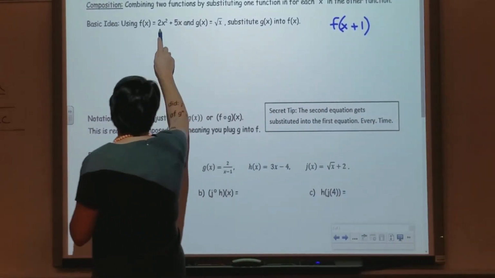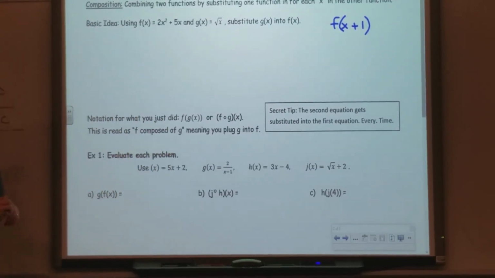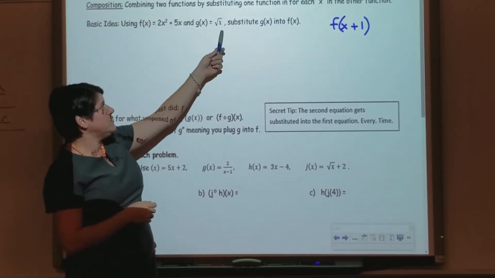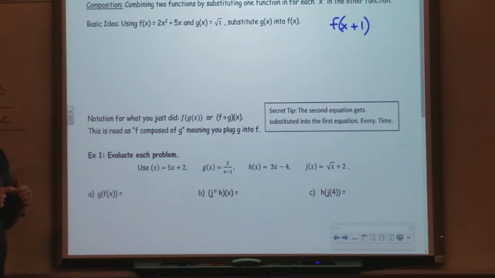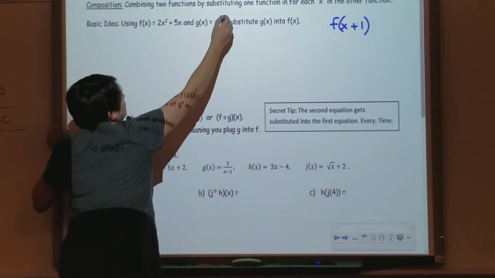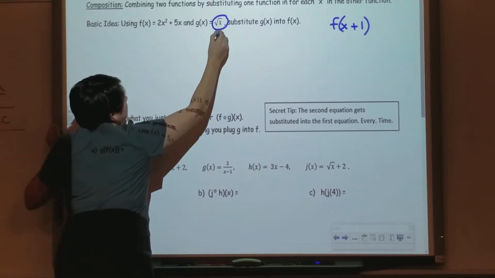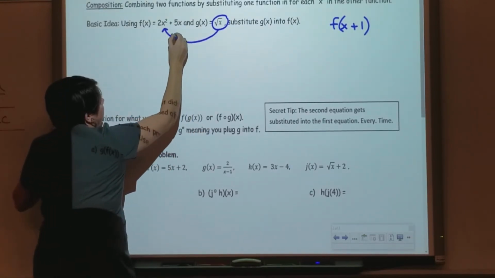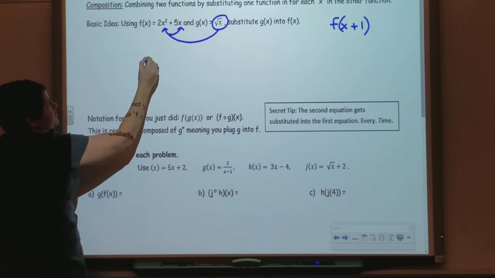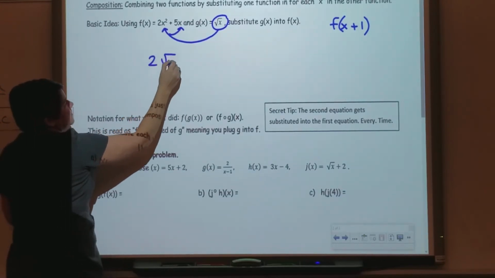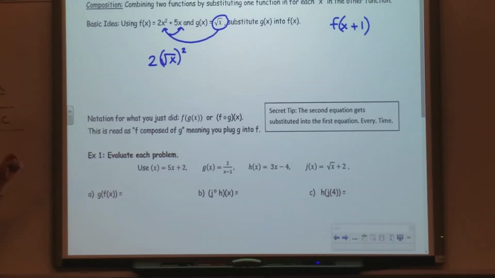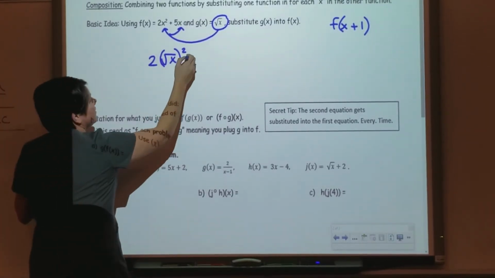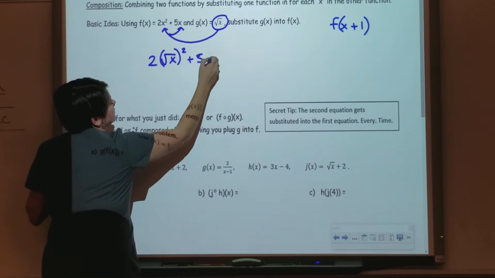So using f of x, which is 2x squared plus 5x, and g of x, which is actually the radical of x, or the square root of x, we're going to substitute g of x into f of x. So you're going to take this entire function, and you're going to plug it in for both of these x's. So you end up with 2 times radical x squared. And again, whatever you plug into x, put it in parentheses. That is what we did yesterday. Plus 5 times radical x.